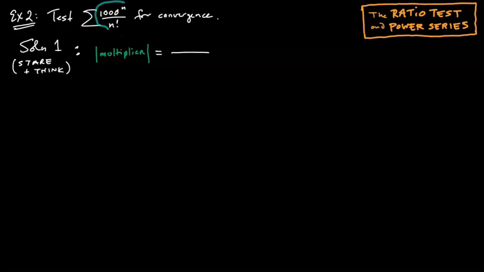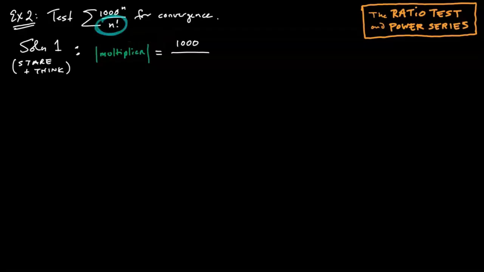What will take us from our general term, 1000 to the nth over n factorial, to the next term? Well, the next term would be 1000 to the n plus 1 power over n plus 1 factorial. The top is simple. To get from 1,000 to the nth power to 1,000 to the n plus 1th power, we just need one more factor of 1,000. And how about downstairs?